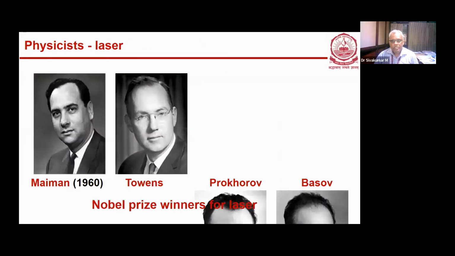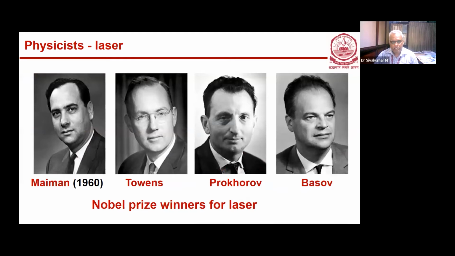These are the four people. You can see the first one is Maiman in 1960, and Townes, Prokhorov and Basov. These are the people who received a Nobel Prize for the research in lasers. These are very famous physicists in terms of lasers. Without these names, you can't find any studies in lasers.